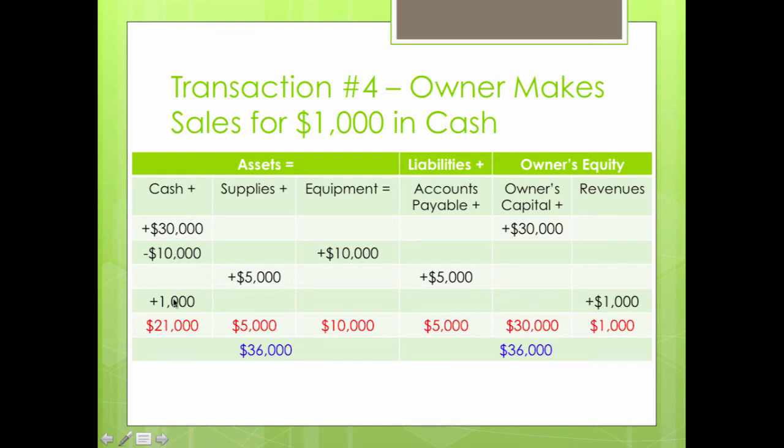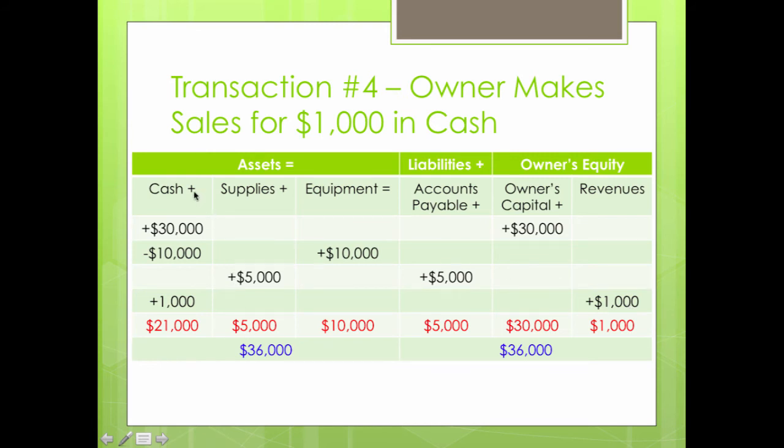You made sales in cash, so that means money came in cash into your hands and you're going to deposit that into your cash account. The reason why I added $1,000 on your cash account. Notice that your supplies account is not affected, your equipment account is not affected, accounts payable is not affected, owner's capital is not affected, but your revenues is because you made sales. So make sure you record that as a positive $1,000.